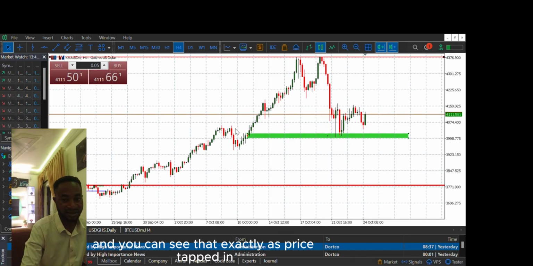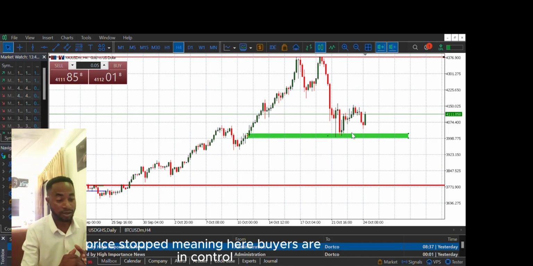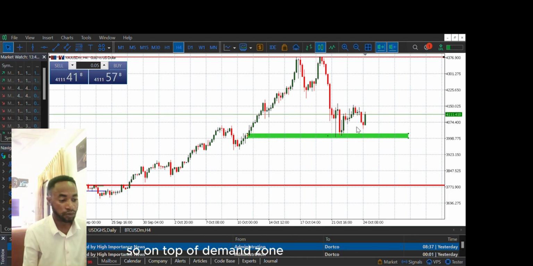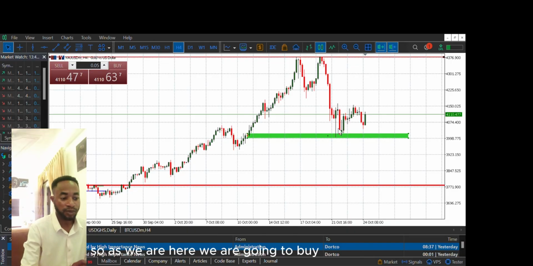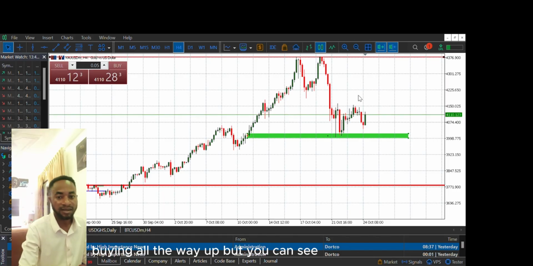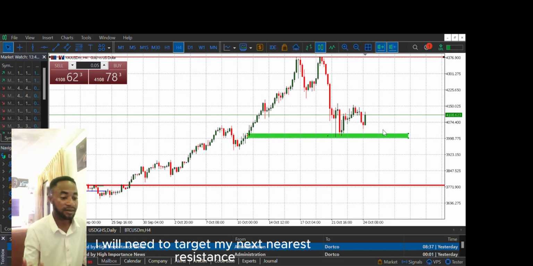and you can see that exactly as price tapped in, price stopped, meaning here buyers are in control. So on top of a demand zone we buy, and under resistance we sell. So as we are here, we are going to be buying all the way up, but you can see I will need to target my next nearest resistance.